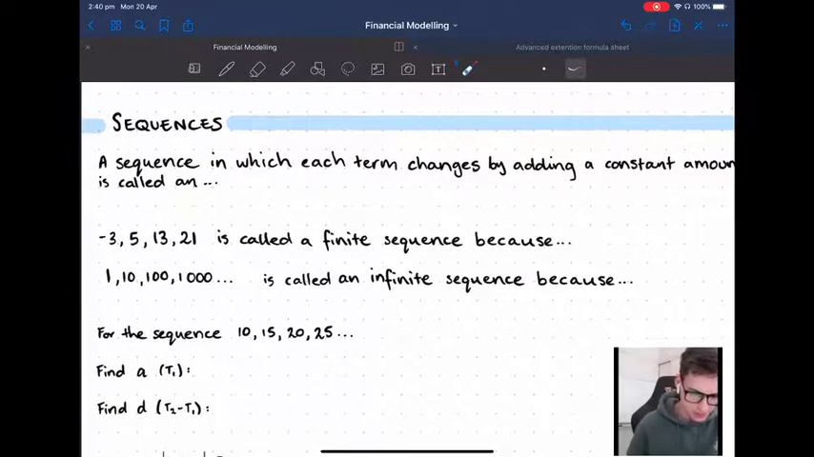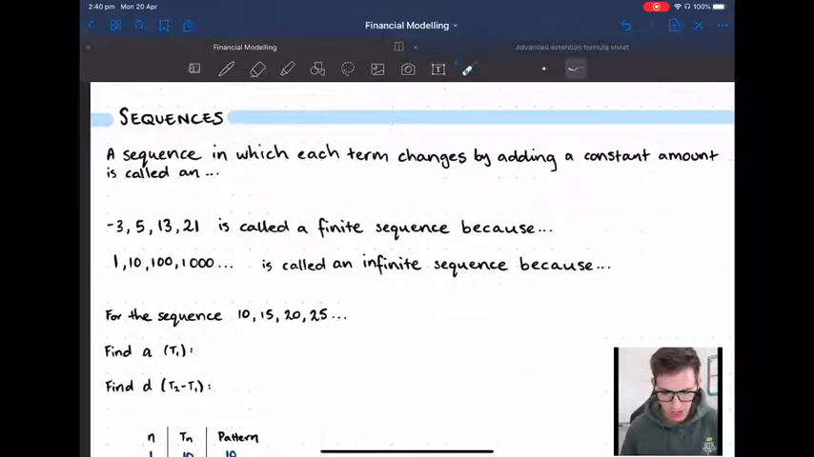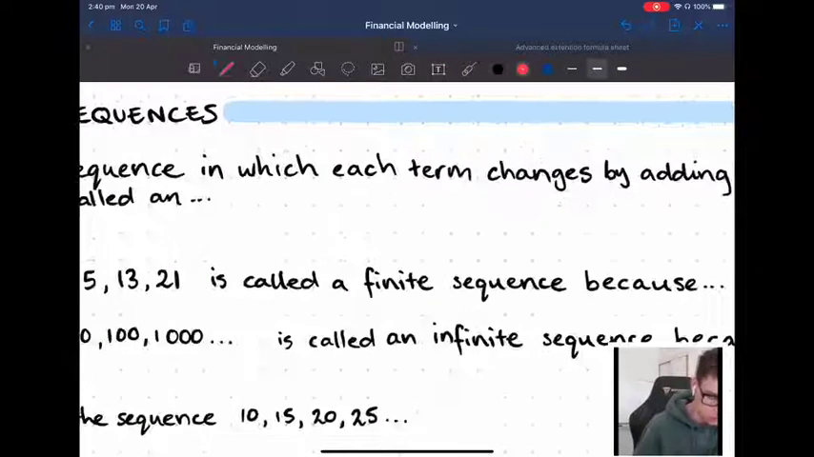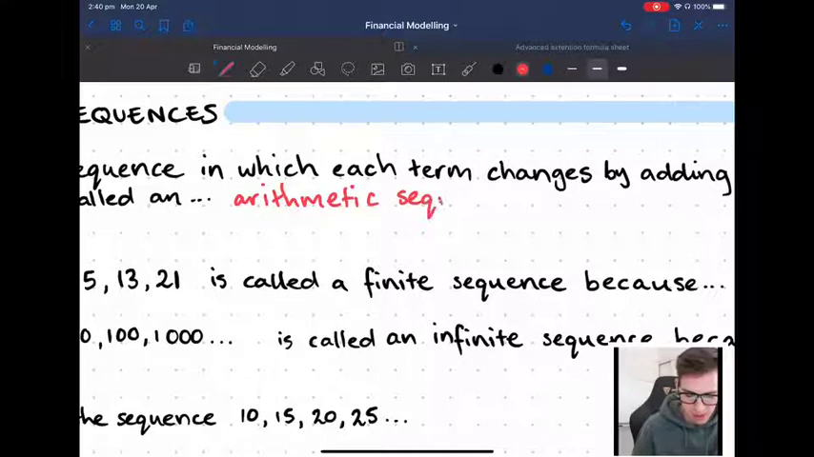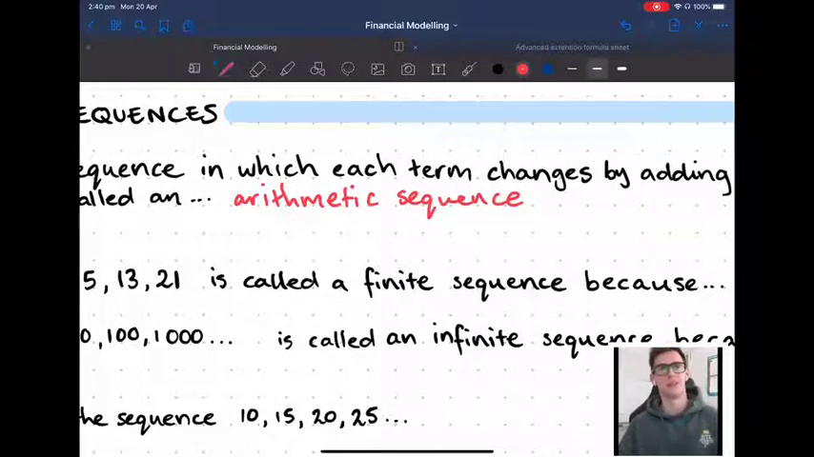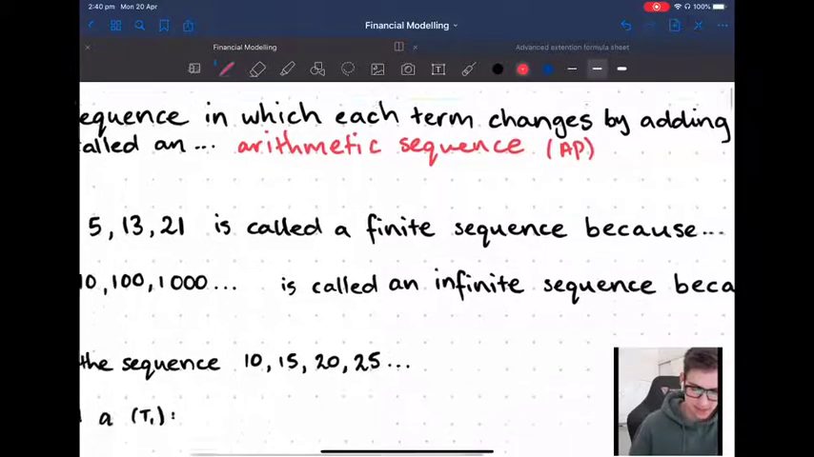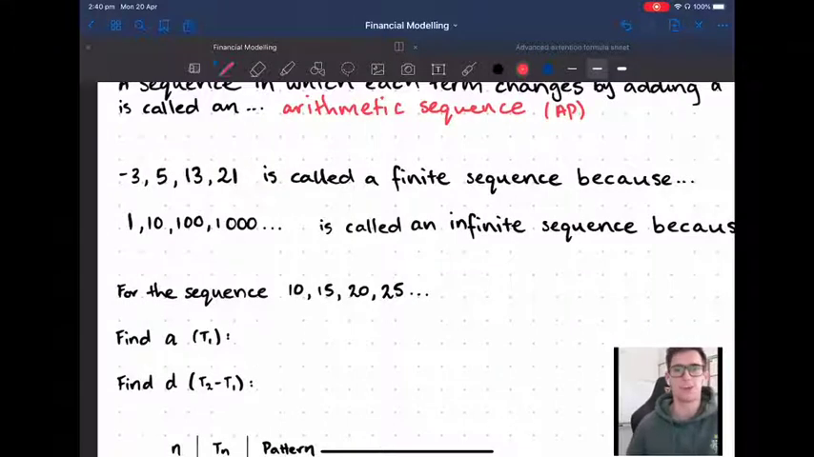A sequence in which each term changes by adding a constant amount, so when you're adding on a set number each time, is called an arithmetic sequence. Think about arithmetic. That's when you are adding the same thing on every time. We often call that an AP. It can also be called an arithmetic progression instead of sequence.